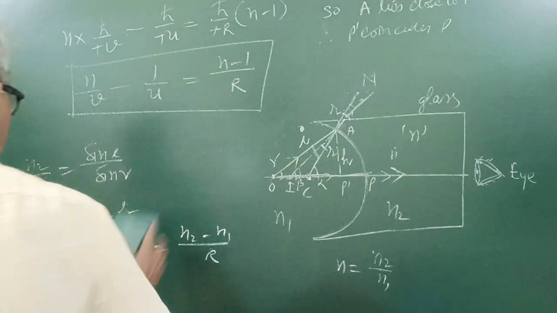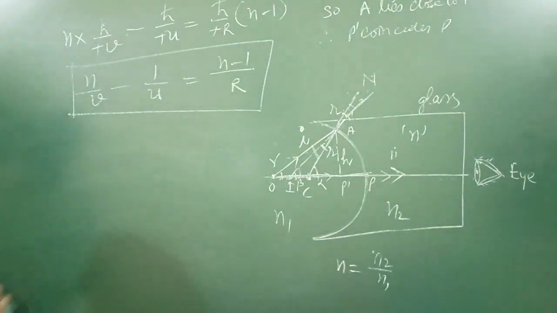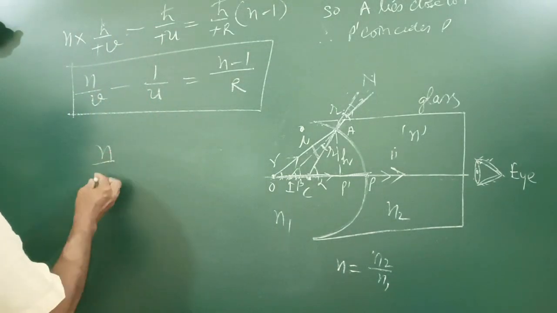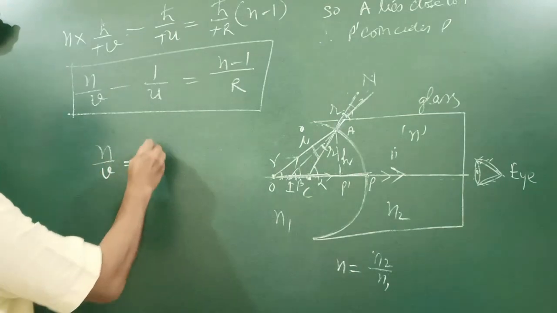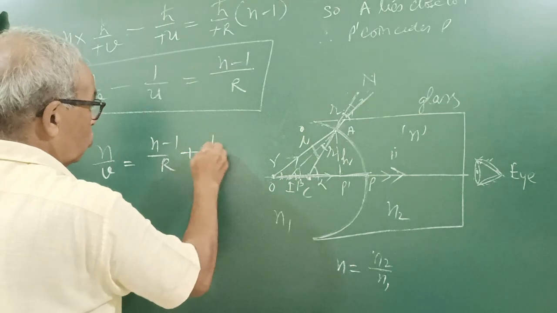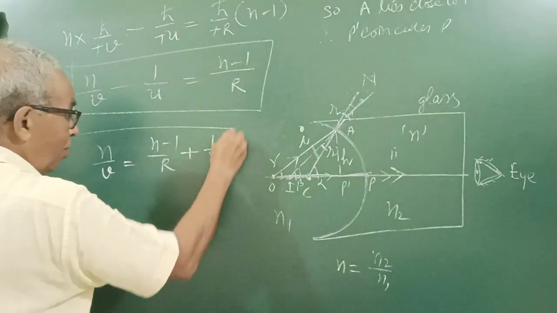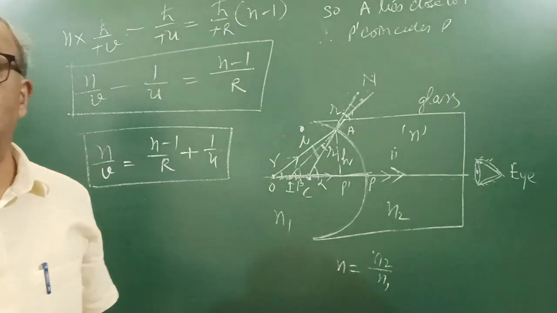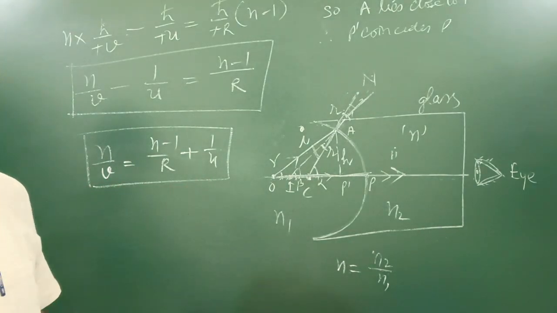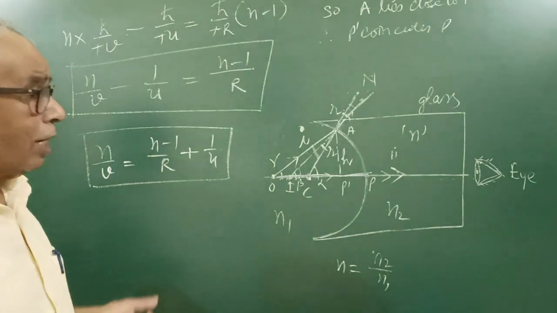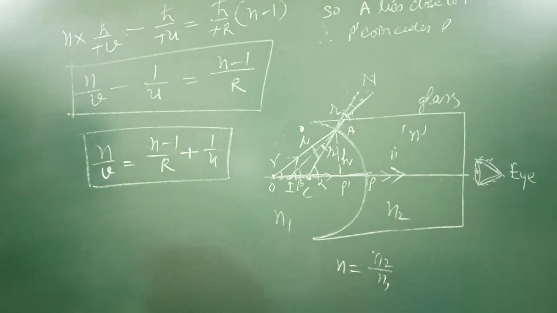Now, we have got the relation between the index n, v, u. From this equation, n upon v comes out to be n minus 1 upon R plus 1 upon u. When will we use this equation? The known values we will use here with proper sign, while the unknown will come out from calculation.